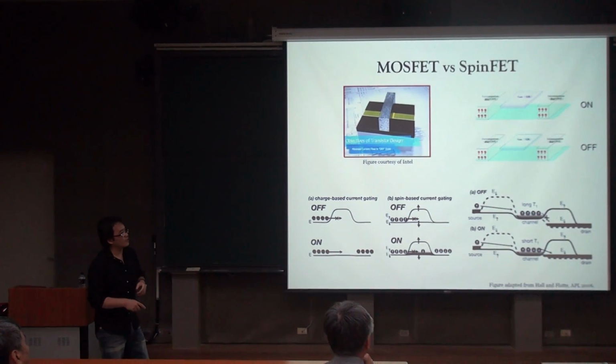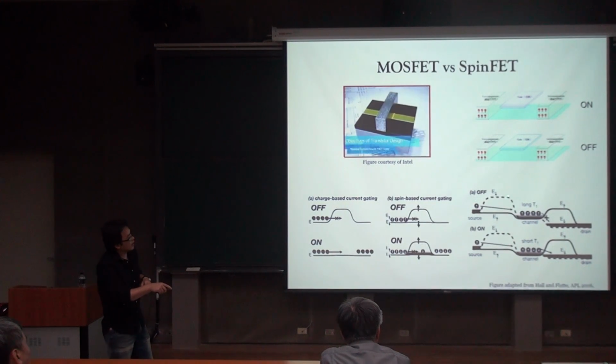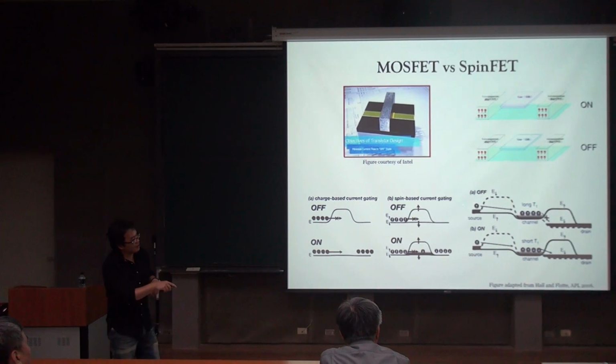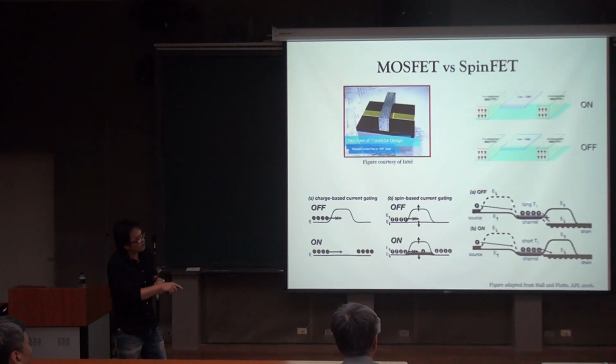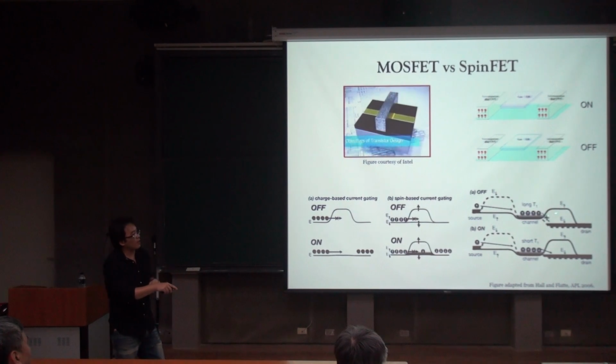So this is the schematic diagram for the spin FET. The dashed line is the barrier for the spin down electron. There's no barrier for the spin up electron, so the spin up electron can easily go into the channel, and all the spin down electrons are blocked by this barrier, right? If there is no spin flip, all the spin remains spin up.